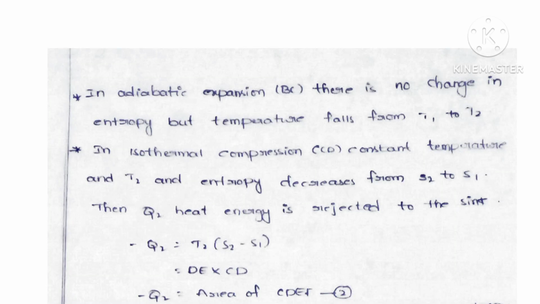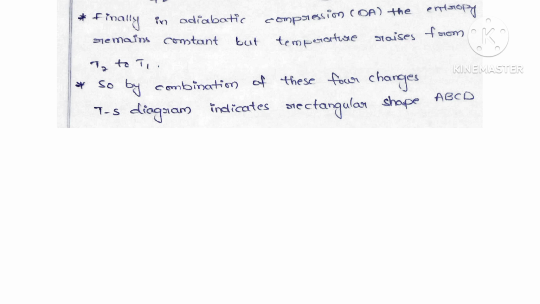In adiabatic expansion, there is no change in entropy, but the temperature falls from T1 to T2. In isothermal compression CD, the temperature is constant at T2 and entropy decreases from S2 to S1. Then Q2 heat energy is rejected to the sink. Minus Q2 is equal to T2 into S2 minus S1, which is equal to the area under CD. Minus Q2 is equal to the area of CDEF. This is equation 2. Finally, in adiabatic compression DA curve, the entropy remains constant but the temperature rises from T2 to T1. So by combination of these 4 changes, the TS diagram indicates a rectangular shape ABCD.